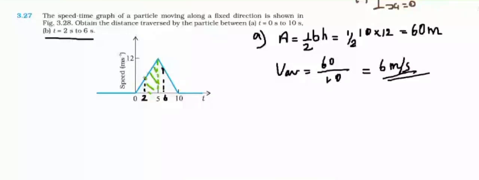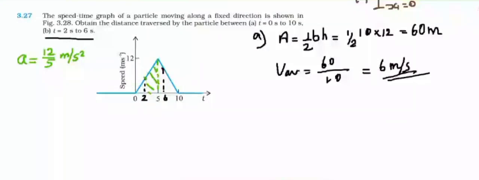You don't know the velocity at this point, which you need to calculate. So if you want to get the velocity, first you should calculate the acceleration. You will get acceleration from the slope of the graph. Height is 12, base is 5. So acceleration is 12 by 5 meter per second square.